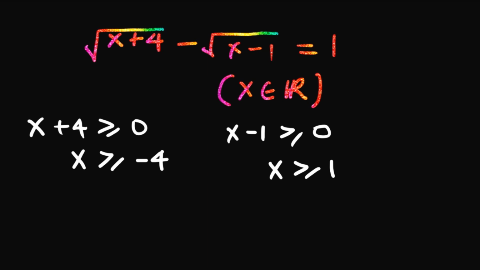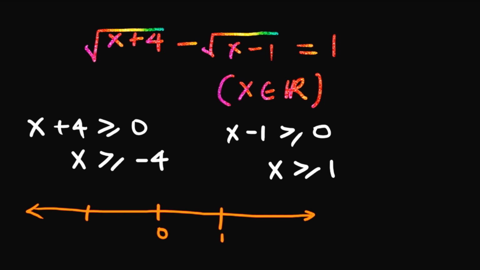So we can illustrate this on a number line to see this range. So if we had the number line like this, and we have 0 there, then we have 1 here, and we have negative 4 on the left there, then we should be able to see that for this first part, x must be greater than or equal to negative 4. So it means we take the right hand side of negative 4. So it goes like that up to infinity.